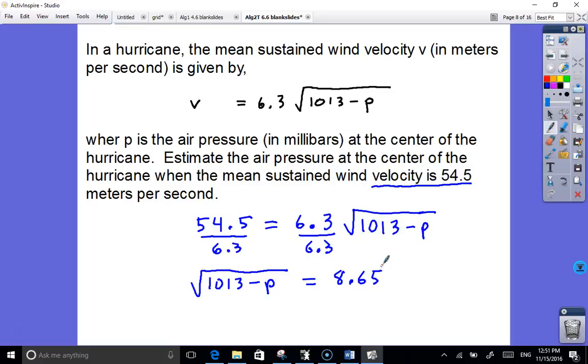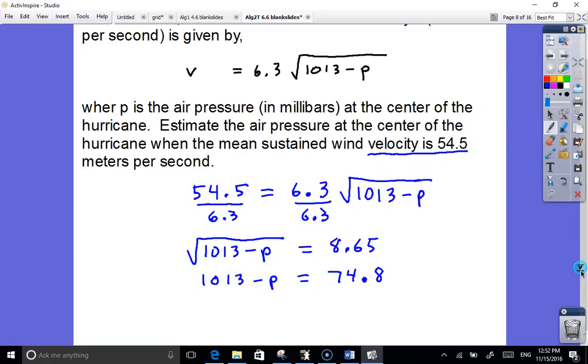Okay, so now we have to square both sides, right? So squared gives us 1013 minus P equals 74.8. That's correct. Okay, so we still got to solve, so let's subtract 1013. Negative 938.2. And that means P equals positive 938.2.